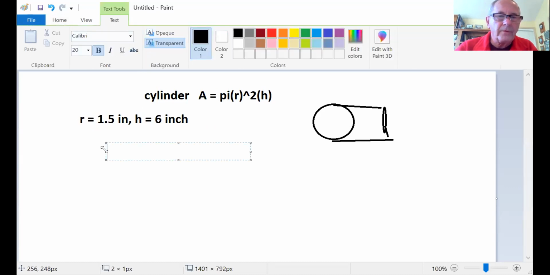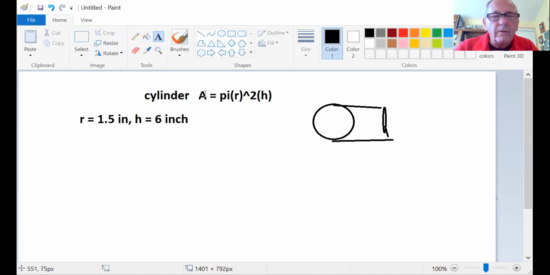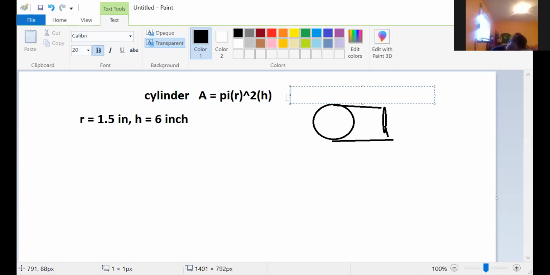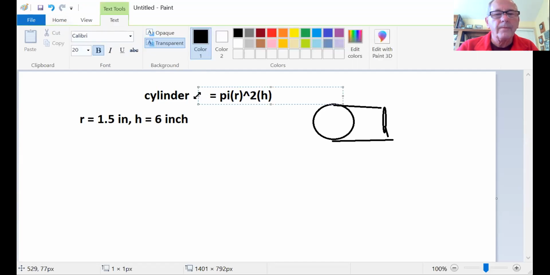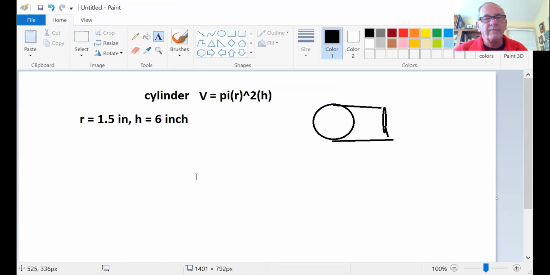What do you use? Oh, this shouldn't say A up here. It should say volume, it should say V. Sorry. I can't get rid of that. Just a sec, I don't think I can put a V there. I'll try, just a minute. I put a V there. Oh, there we go. Okay, so that's the volume.